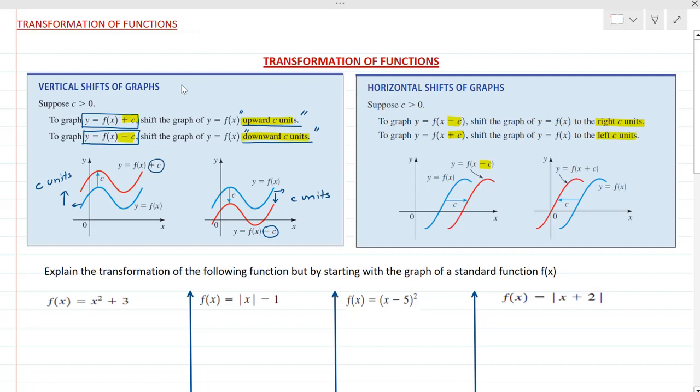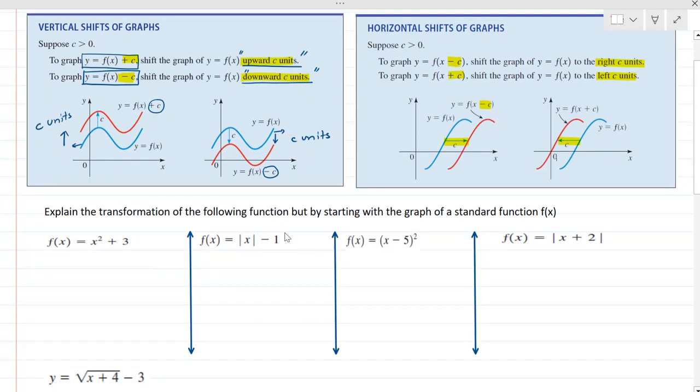So if it is plus c outside the function, it moves upward. If it is plus c inside the function, it moves left. Similarly, minus c outside the function is downward, and minus c inside the function is right. So here we will have a translation. See, this is the original function and it moves left for the plus, and if it is minus, it moves right. So this is the difference between the horizontal and vertical shifting.